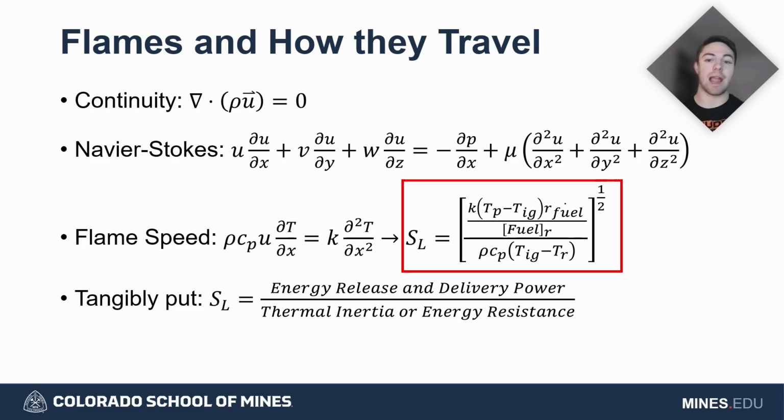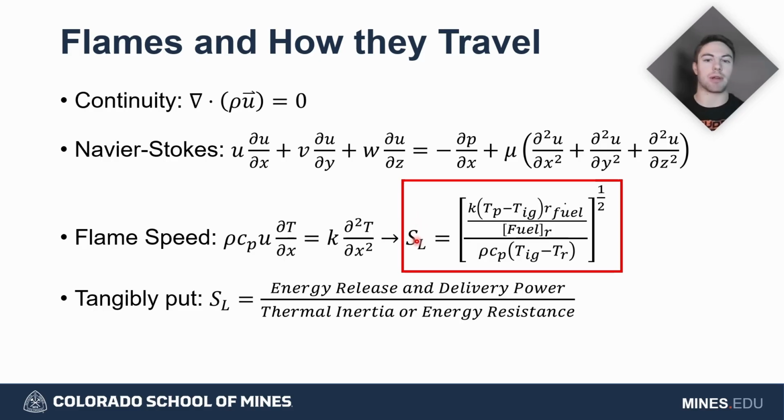the oxidizer, usually air. But if you look at that bottom equation I put down, the SL is your flame speed. You're going to have the energy released and the delivery power of that energy, so how it can propagate, and then the thermal inertia of the medium it's going through, as well as the energy resistance. So that's what all of these numbers mean up here. They are just telling you, okay, the fuel is able to burn and propagate with this much force, and there's this much force resisting that.